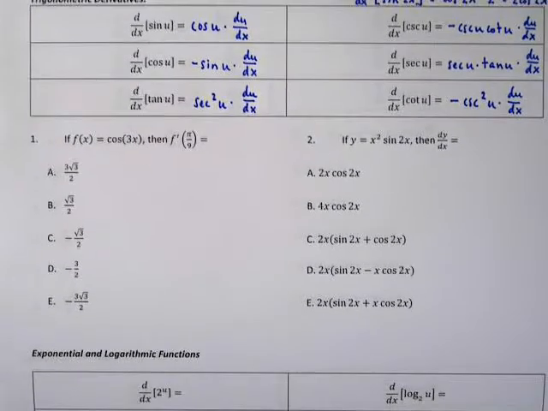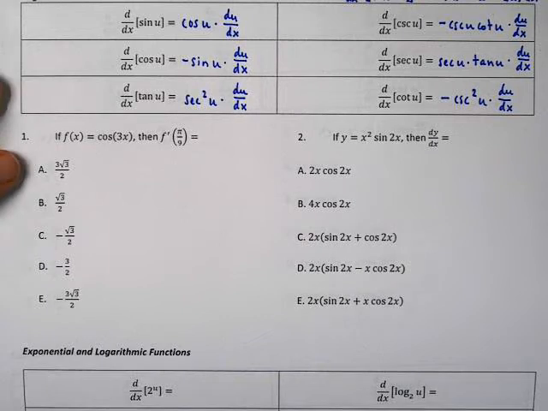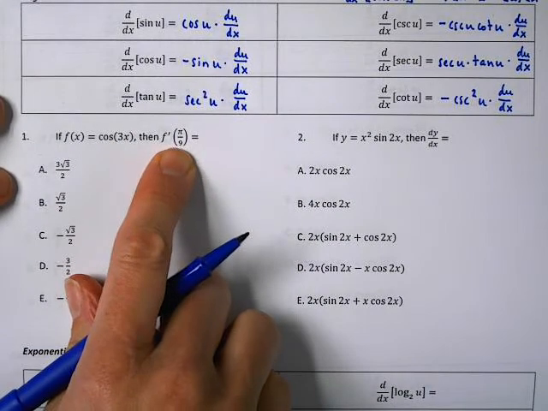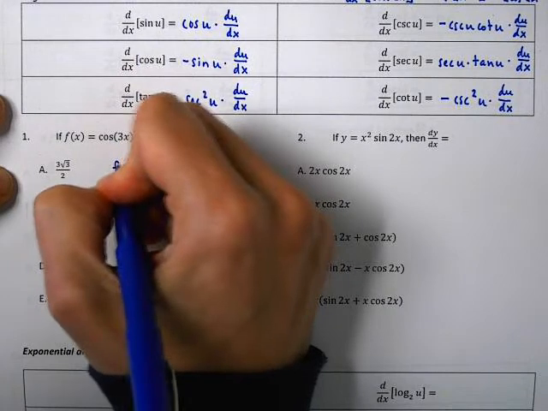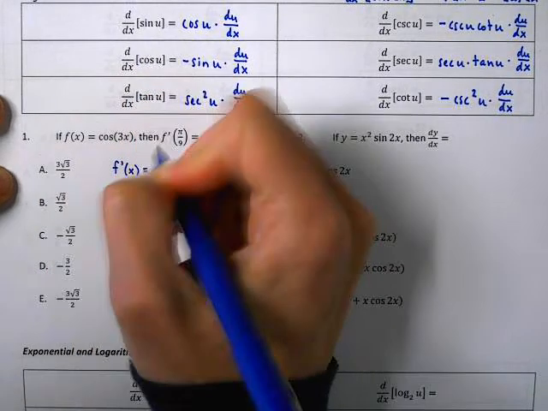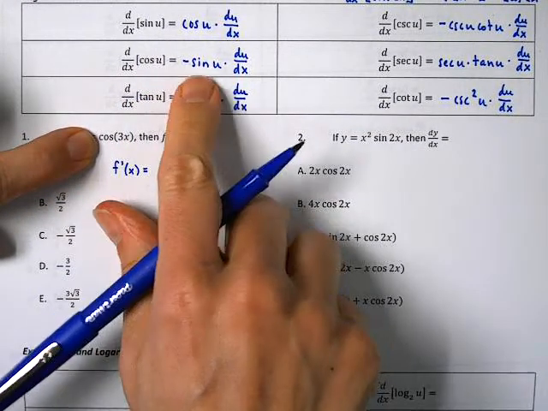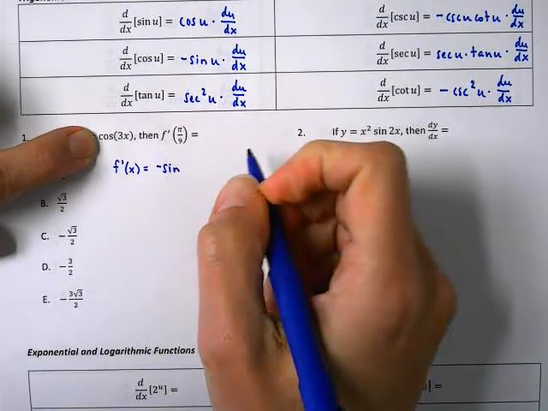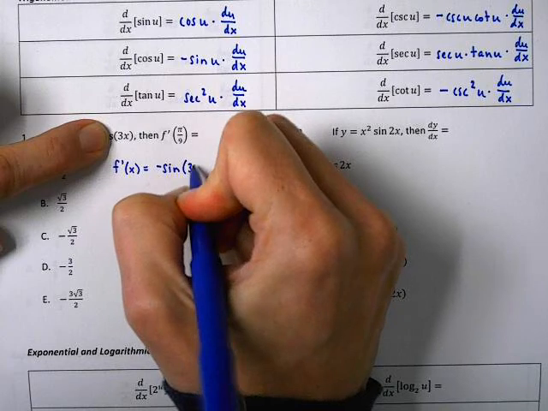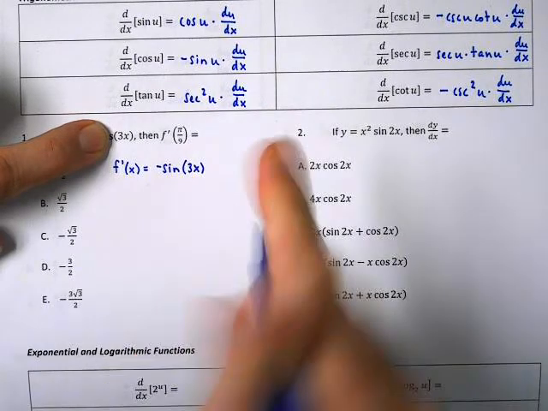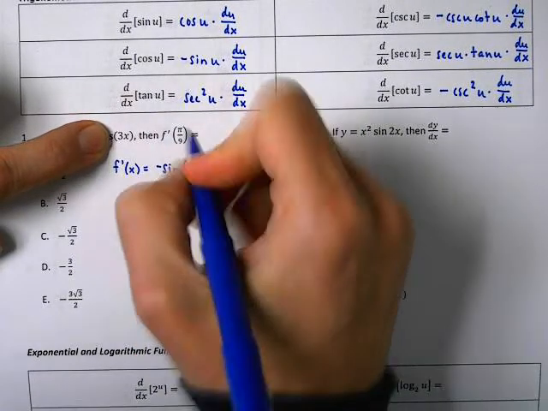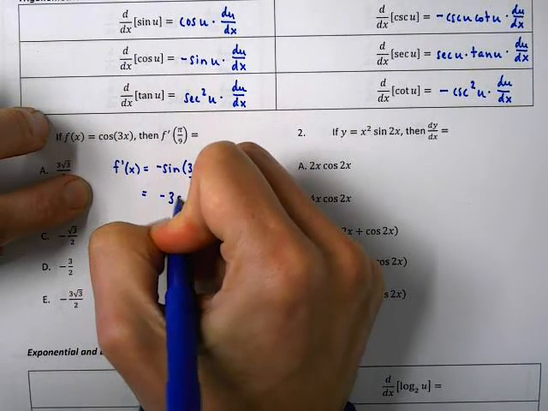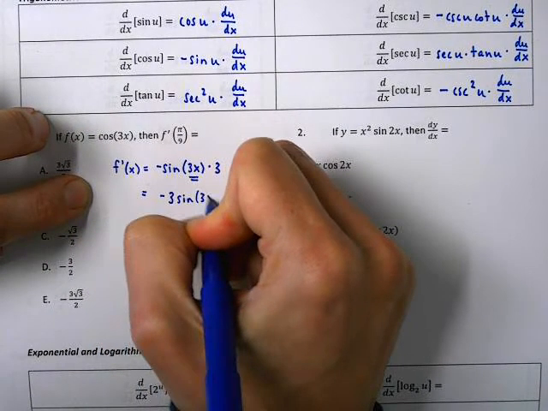So let's look at a couple examples. My first one, f of x equals cosine of 3x, and I'm asked to find f prime of pi over 9. So the first thing I'm going to do is find f prime of x. I know the derivative of cosine is negative sine. So I have negative sine. Now here I have chain rule. So my inside is going to stay the same as 3x, and then I'm going to multiply by the derivative of that 3x, which is 3. So my derivative is negative 3 times the sine of 3x.